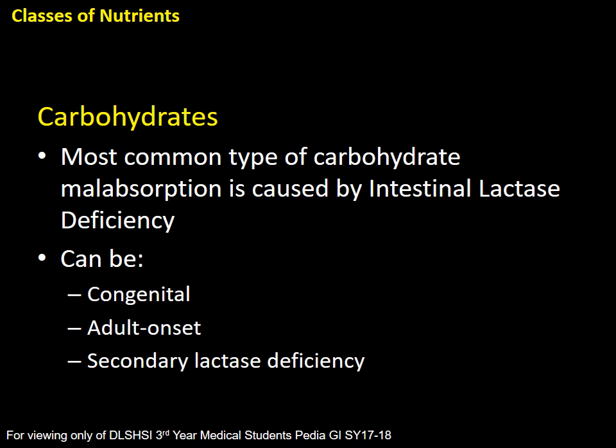It can begin as early as 2 years of age or as late as adolescence. Most common is ethnic-related lactase deficiency. And lastly, secondary lactase deficiency can occur following an infectious gastroenteritis or injury to the intestinal mucosa caused by gluten or other sensitizing substances.